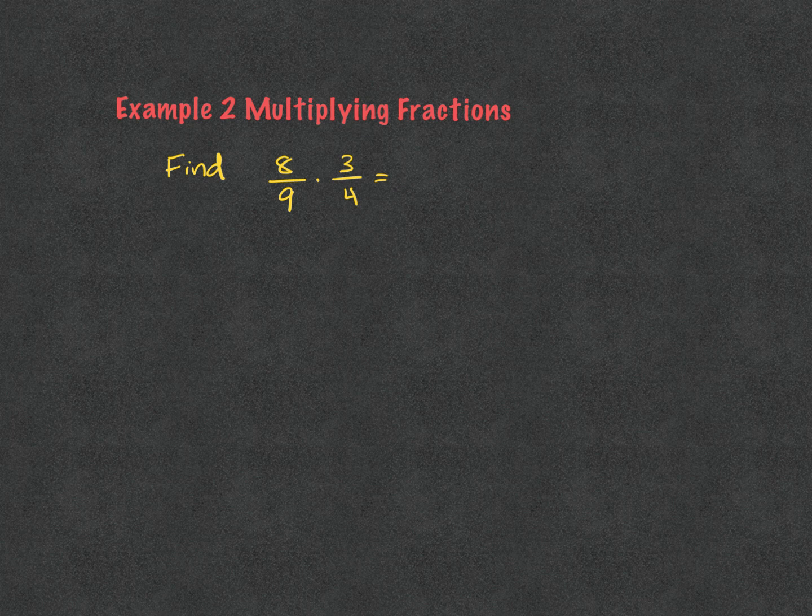So if I did it set up like that, I would go like this. 8 times 3 is 24. 9 times 4 is 36. Now, the problem is this would be half off on a test or a quiz or homework. So you have to reduce it or simplify it. In order to reduce or simplify, you have to think of your divisibility rules.